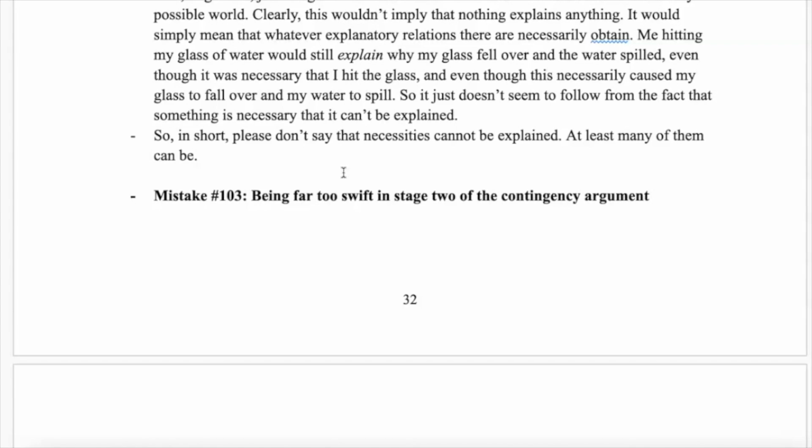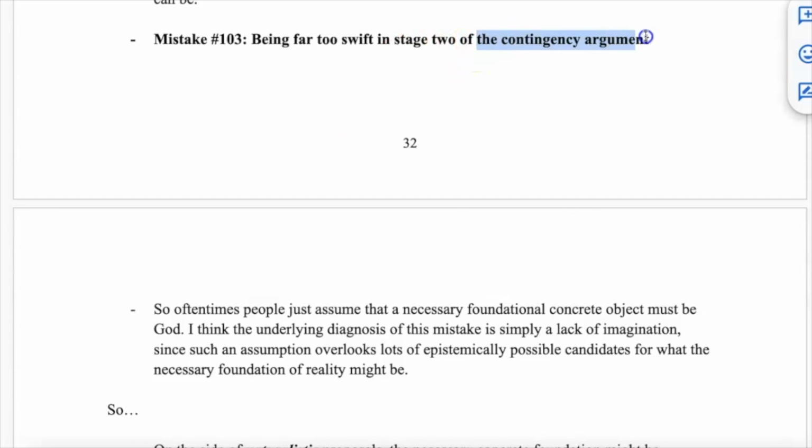Oh boy, this one is a huge mistake in internet philosophy of religion and apologetics discussions. It's mistake number 103, being far too swift in stage 2 of the contingency argument. And yes, I recognize that there really is no such thing as the contingency argument. Again, there are contingency arguments. What we're focusing on here, though, is being far too swift in stage 2 of those sorts of arguments.